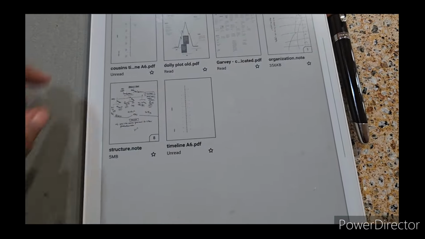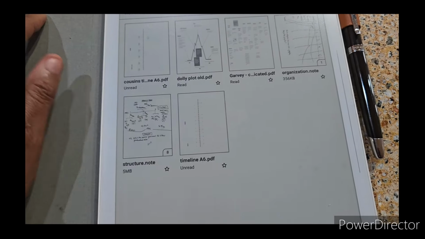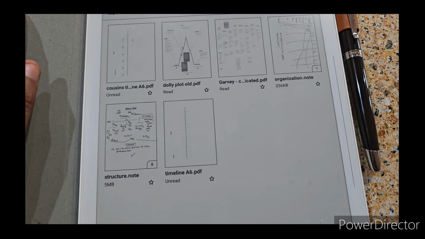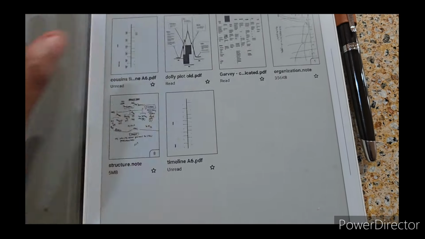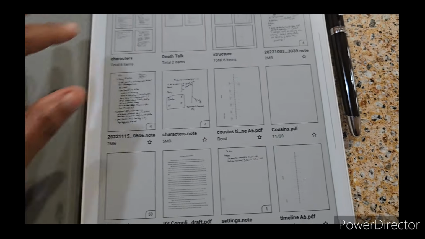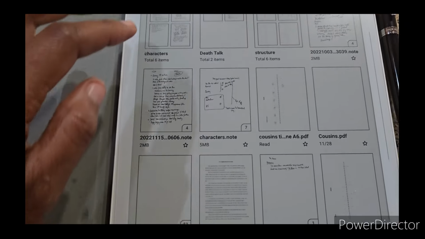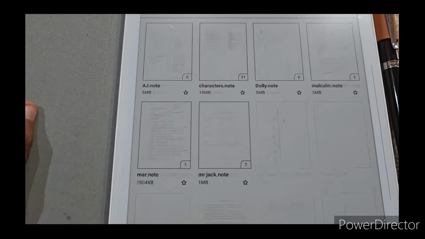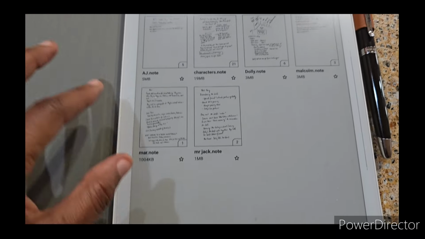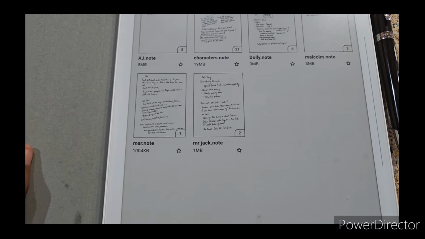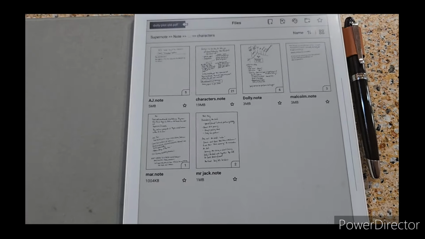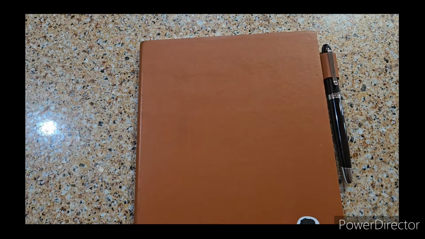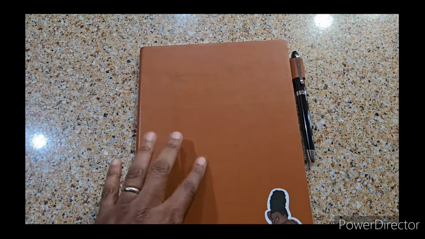But also just copious amounts of notes and notes and notes. That's kind of notes on structure. Different drafts, different notes on characters. So it's all here in one handy portable device.